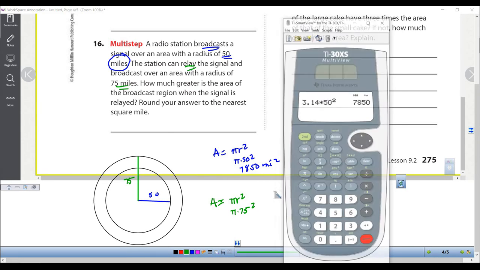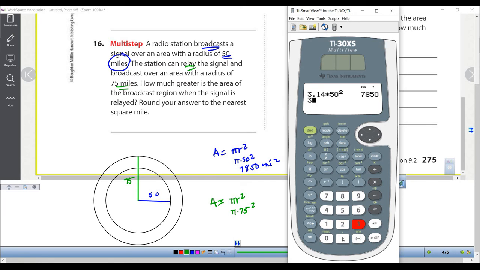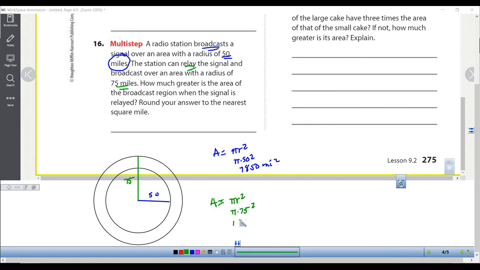All right, what about this next one? Let's do 3.14 times 75 squared. When we do that one, we get 17,662.5. And that one is going to be miles squared.